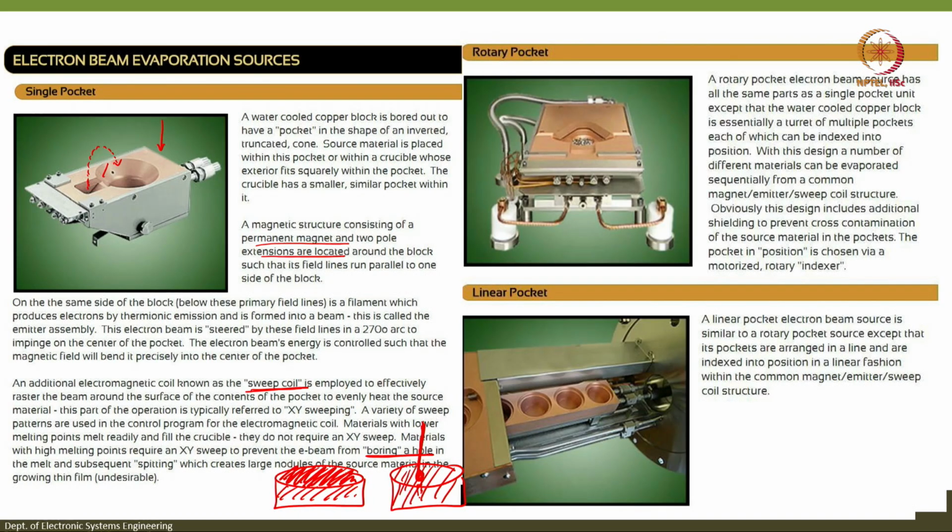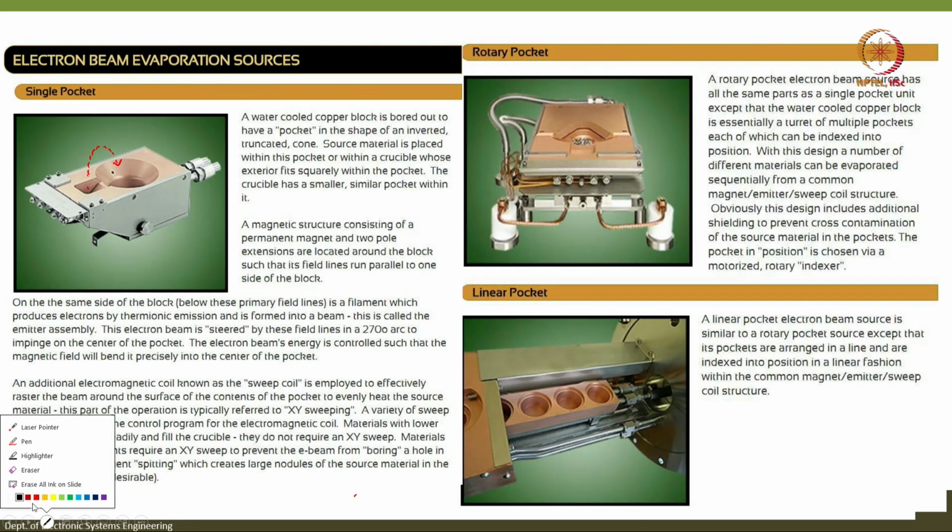The next one is the rotary pocket. In the rotary pocket, the electron beam source has all the same parts as the single pocket, except that the water cooled copper block is essentially a turret of multiple pockets, each of which can be indexed into a particular position. That is easy to understand, and we have already discussed that there are multiple pockets. So, this is open right now, let us say this is one, then there can be a second one, a third one, and so on.